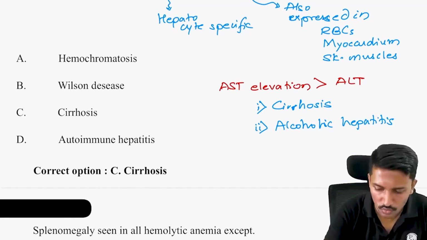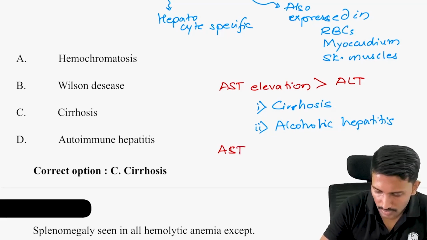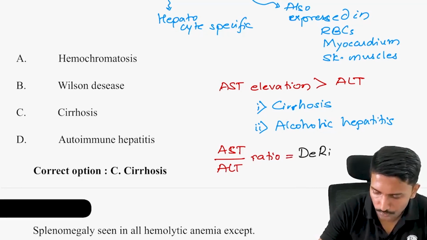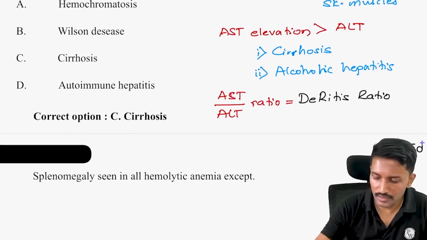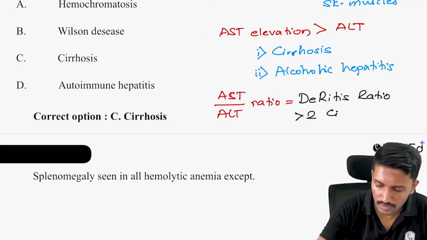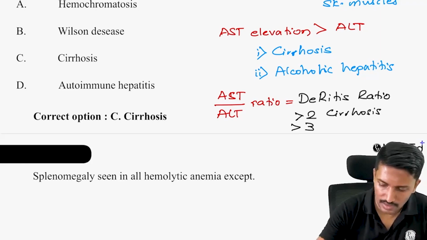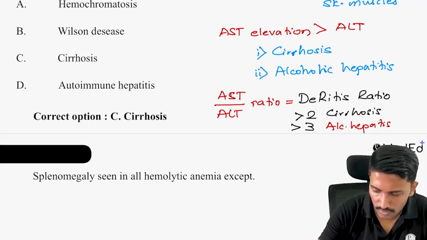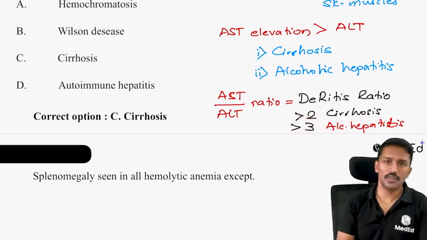And in fact, to recognize that, we have something called the AST by ALT ratio, which is also called the de-Ritis ratio. Now this de-Ritis ratio, if it is more than 2, it indicates possibility of cirrhosis, and if it is more than 3, then it is highly suggestive of alcoholic hepatitis. This is again an important MCQ. Where do you get a de-Ritis ratio of more than 3? We get that in patients with alcoholic hepatitis.